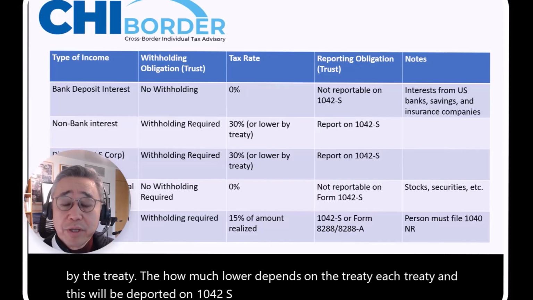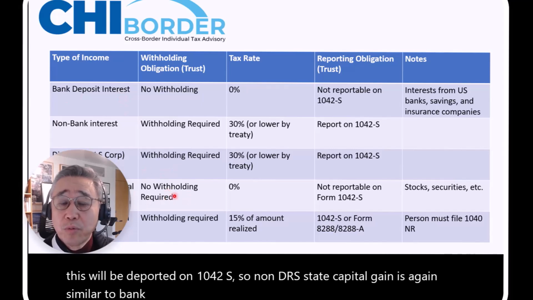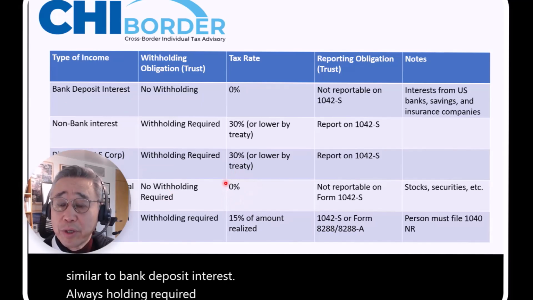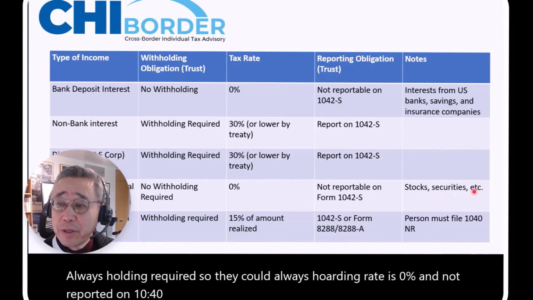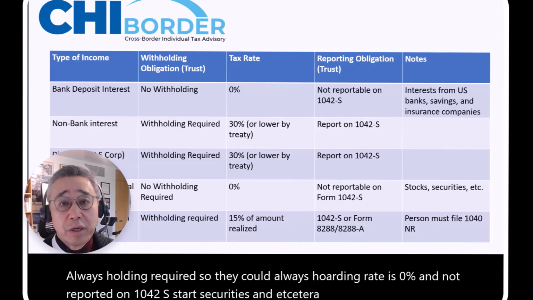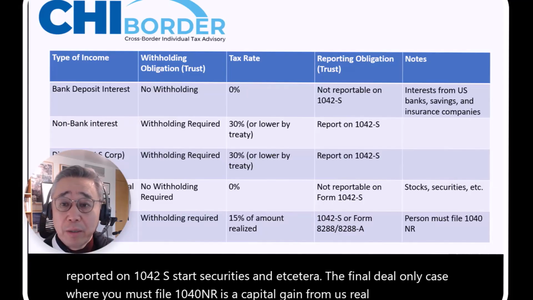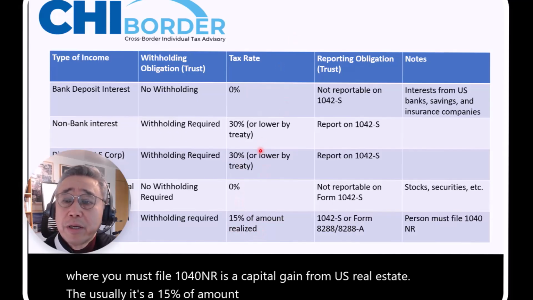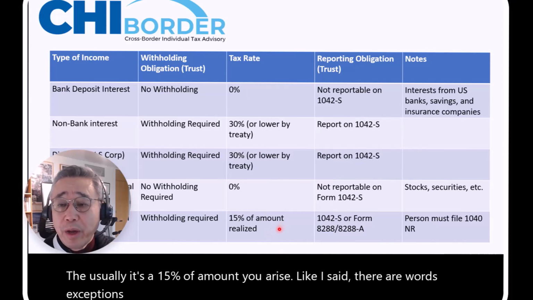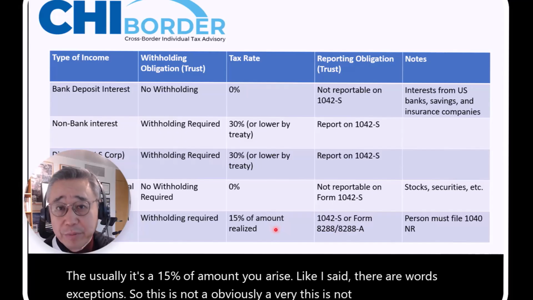Non-real estate capital gain is again similar to bank deposit interest: no withholding required, so the withholding rate is 0% and it is not reported on 1042-S. This covers stocks, securities, and so on. Finally, the only case where you must file 1040-NR is a capital gain from U.S. real estate. Usually it's 15% of the amount realized. Like I said, there are always exceptions. This is obviously not a complete listing, so just be aware.